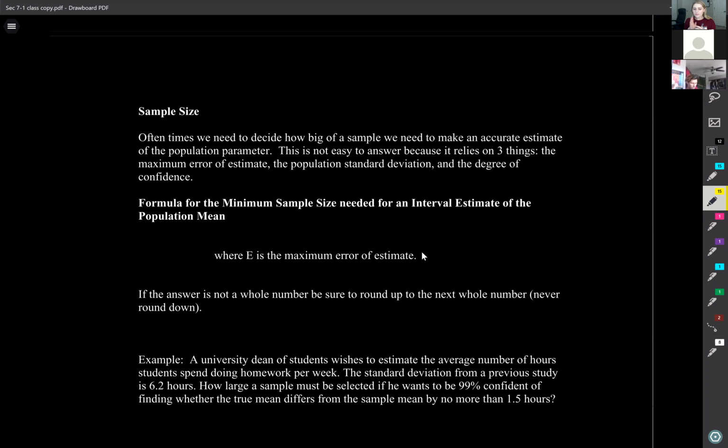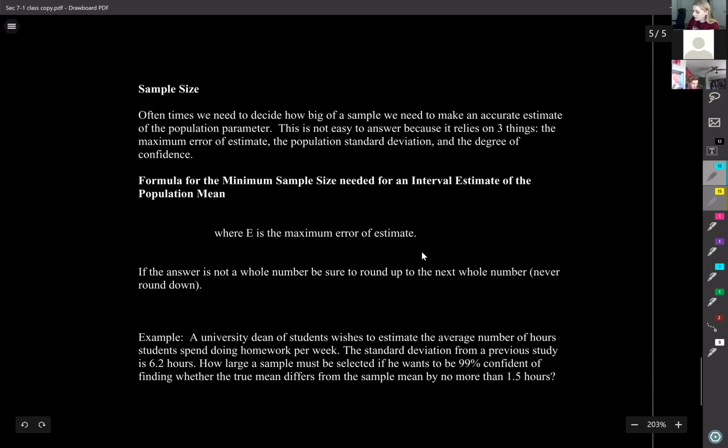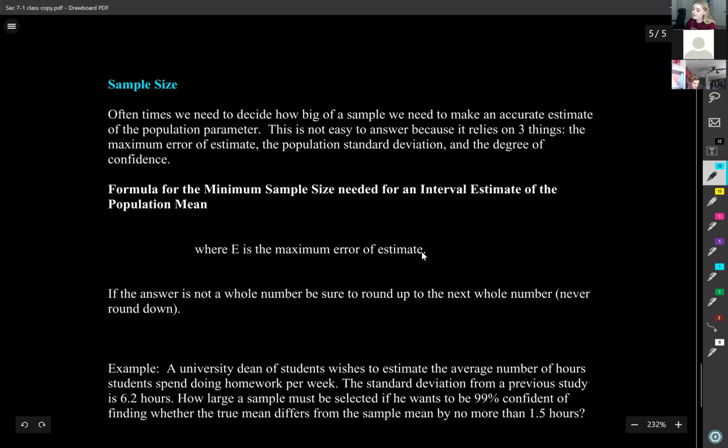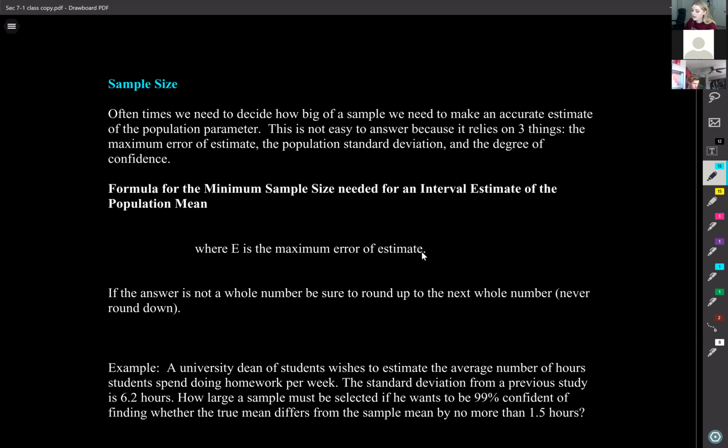So this is going to talk about working backwards, where normally we've been given a sample size and then we use it, but now we're going to say, hey, this is how confident we want to be. So how many people do we need to ask? Like the notes say, oftentimes we need to decide how big of a sample we need to make an accurate estimate of the population parameter.